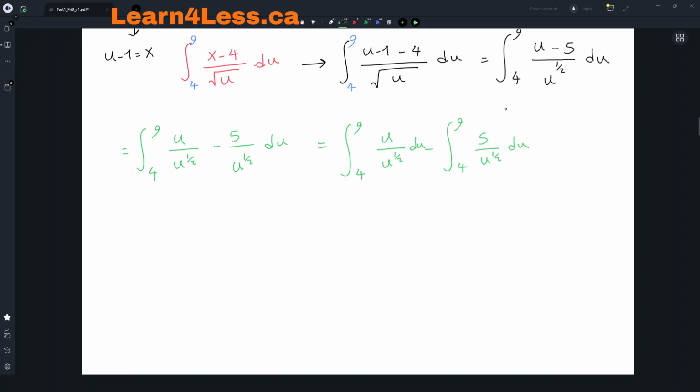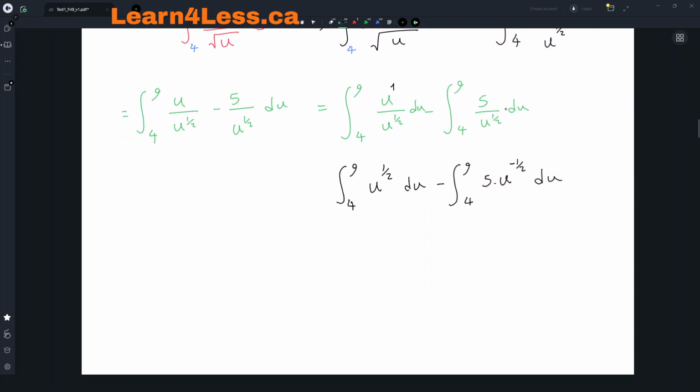The main reason that I wrote u to the power of half is that here we can simplify it simply. The power of u up here is 1. So when we are dividing, we can subtract the powers. What we get is the integral from 4 to 9 of u to the power of 1 over u to the power of half. When I subtract half from 1, I would get just u to the power of half, minus the integral from 4 to 9 of 5 over this, or I can simply write 5 multiplied by u to the power of negative half, because negative power means reciprocal. It means it's in the denominator, du.